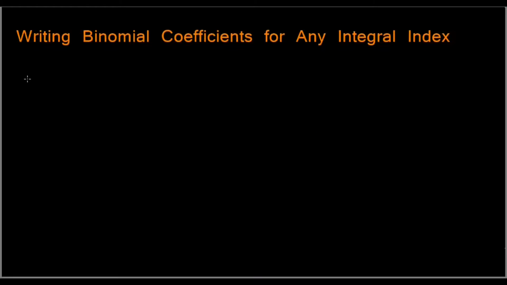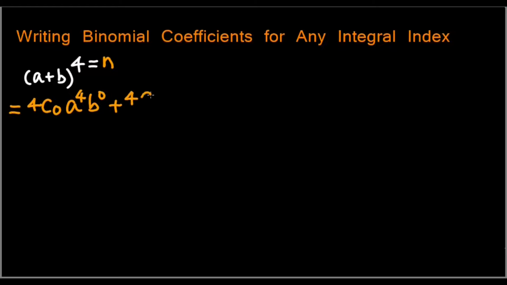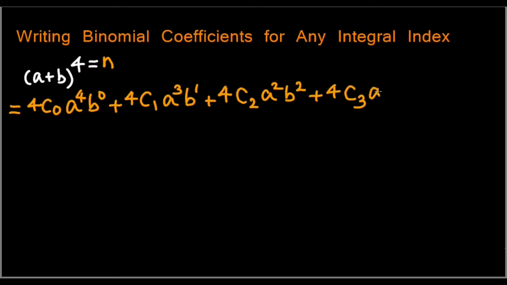Binomial expansion of (a plus b) raised to 4, where n equals 4, will be 4C0 a raised to 4 b raised to 0 plus 4C1 a cube b raised to 1 plus 4C2 a squared b square plus 4C3 a b cube plus 4C4 a raised to 0 b raised to 4.